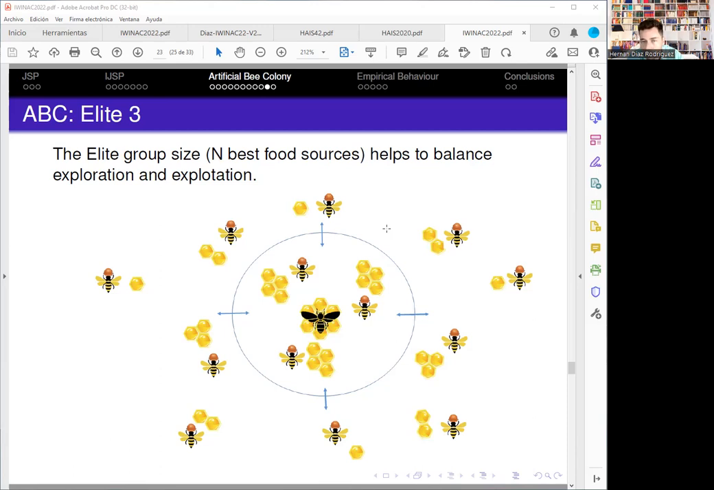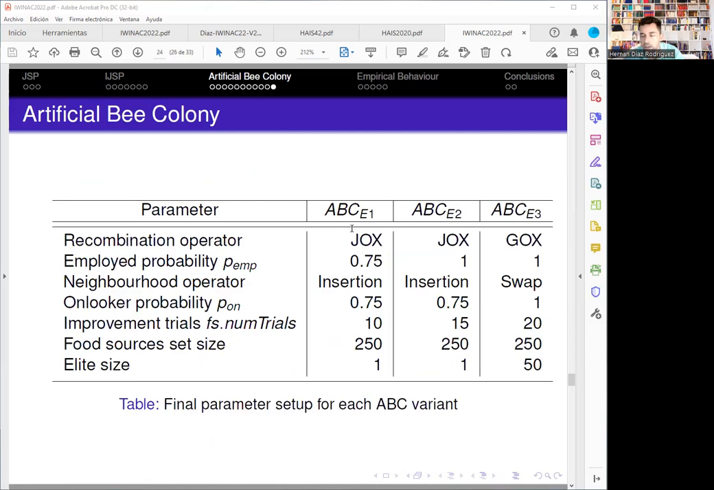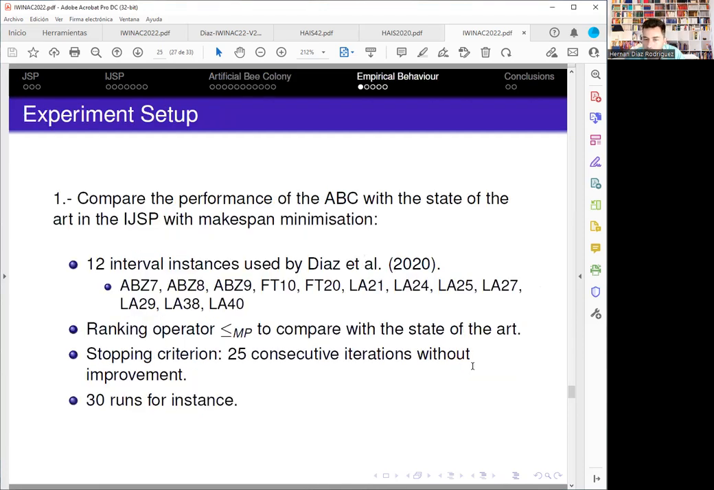But if we increase the size of this group, we are adding more and more diversity, and we can control this in the parameter setup. Okay, so this is the final configuration, the parameter setup. We have made one for each variant of the algorithm, and as you can see, the elite size is 50 in the case of Elite 3, so it's adding more diversity to the algorithm.